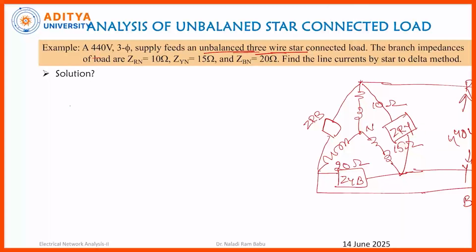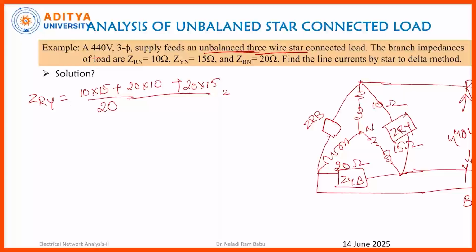Now I am calculating the value of ZRY, where ZRY is equal to, as I told you, the ZRY opposite value is 20 ohms, so it will be in the denominator part. The remaining all we should multiply: 10 into 15 plus 20 into 10 plus 20 into 15.